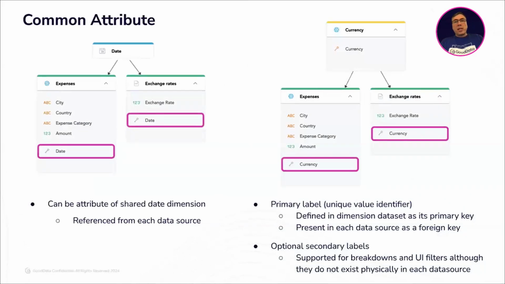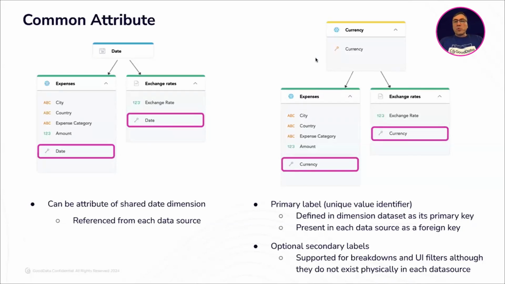Now, what I mean by common attributes? Common attributes can be, for example, date attribute like year, month, or quarter of a date dimension dataset that is connected to datasets in multiple data sources. Like here in this example, expenses are stored in Snowflake, and exchange rates are provided as a CSV file. Both of them contain a date, which is mapped to the same common dimension dataset, and therefore I can use the date for filtering or for breakdowns.